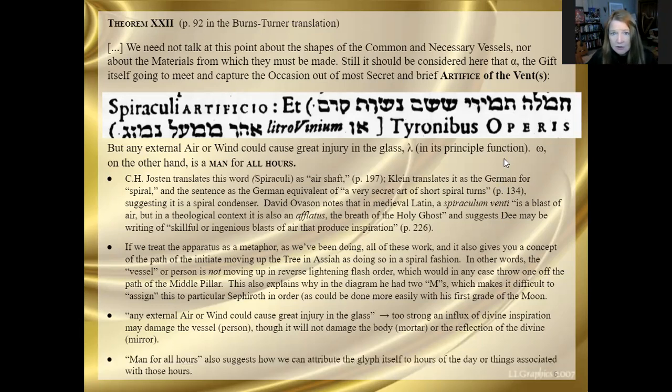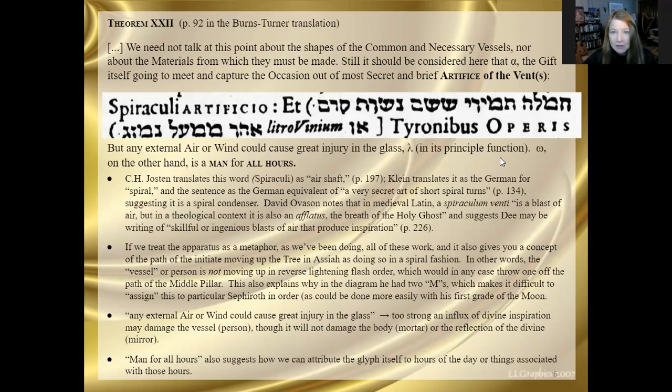The man for all hours also suggests how we can attribute the glyph itself to different hours of the day. Later on, we'll talk about how it works with clock ciphers. He's also made it so you can attribute it indirectly to different parts of the body in the same way that is done in Plato's Timaeus or in the Sefer Yetzirah. So you can attribute it to different things associated with different hours. You can use it for magical timing. Think of Agrippa and magical hours, and we know Dee has a couple copies of Agrippa and so forth.